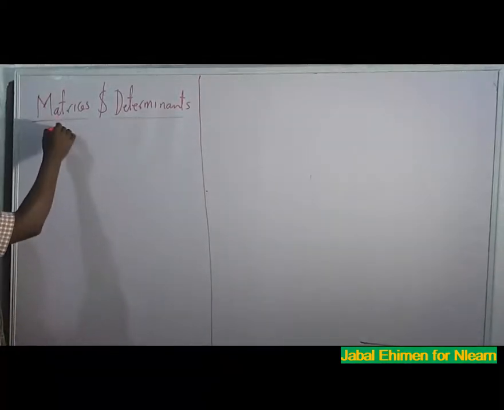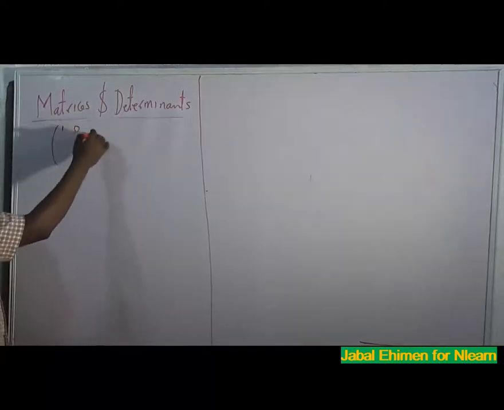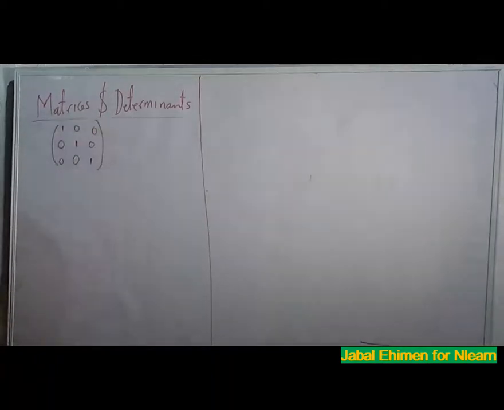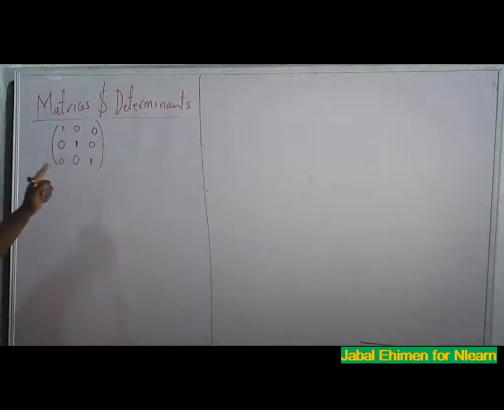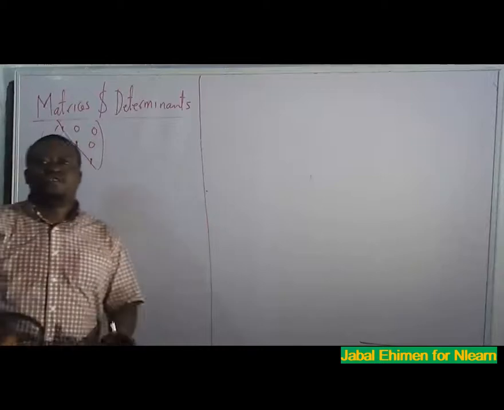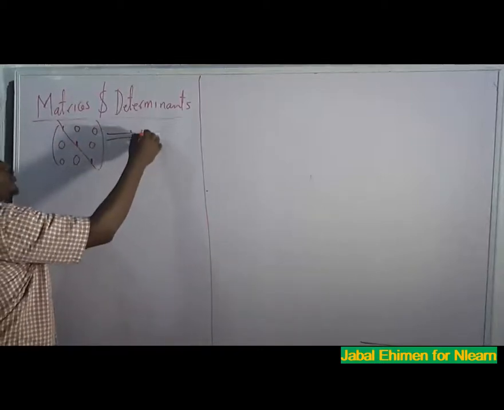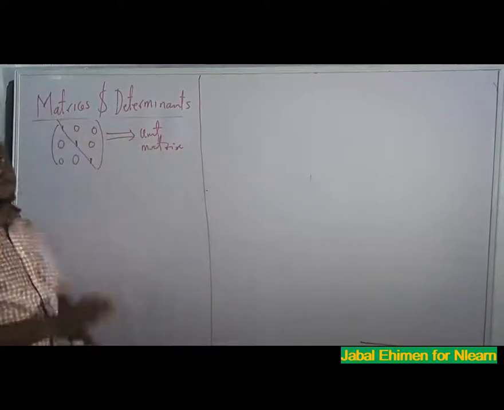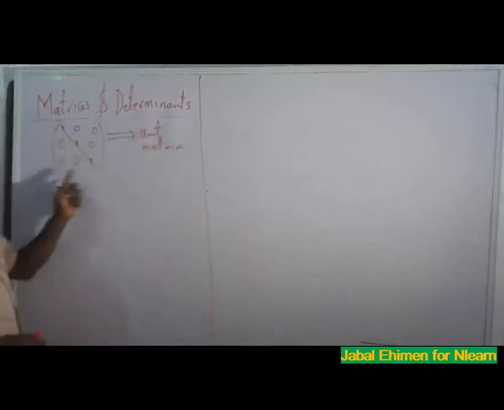Maybe you have 1, 1, and 1, and you have 0, 0, 0, 0, 0, 0. This is a 3 by 3 matrix. But being a 3 by 3 matrix, you observe that this particular diagonal of it is all unity. That is why it is called a unit matrix. So all this diagonal is all unity. Unity means 1. So this is a 3 by 3 unit matrix.